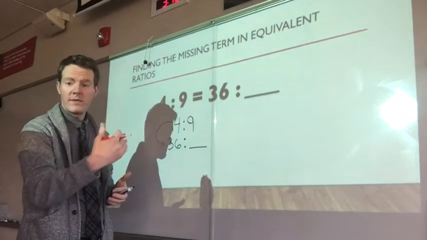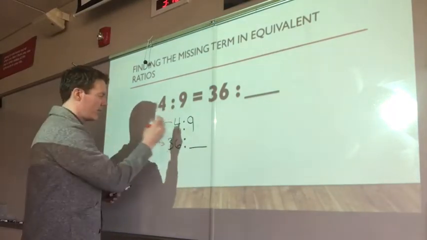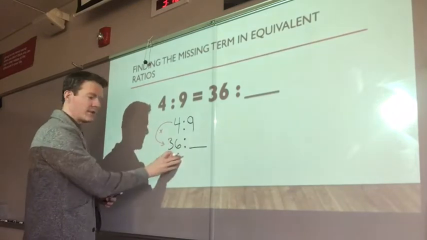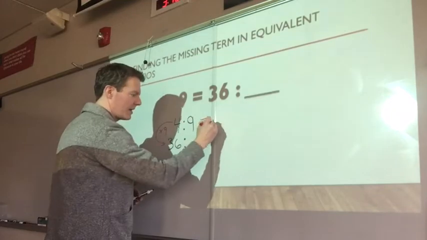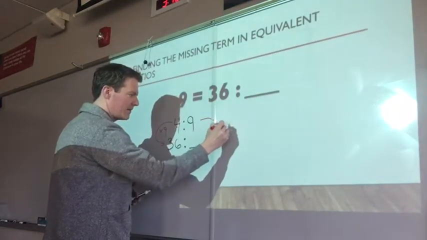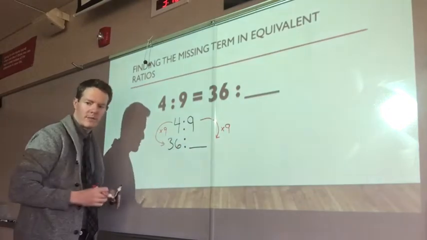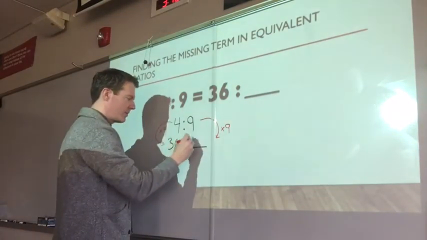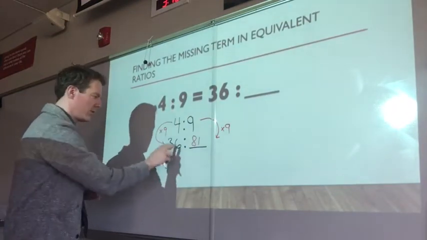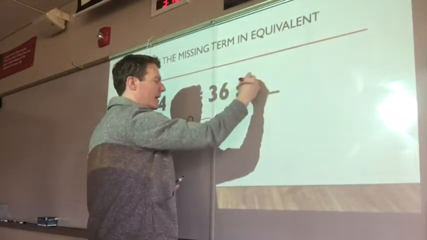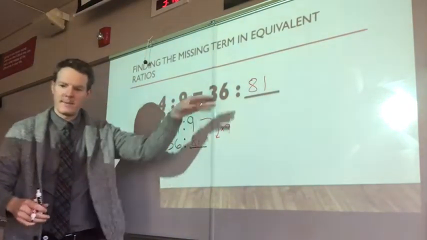And remember, it has to be multiplication or division because it's a factor, and 4 times something is 36. 4 times 9 is 36, so then I would just take the 9 times 9 to get that missing number, because I need both of them to change by the same factor. 9 times 9, of course, is 81. So a 4 to 9 ratio is equivalent to a 36 to 81 ratio, because it's times 9 times 9.